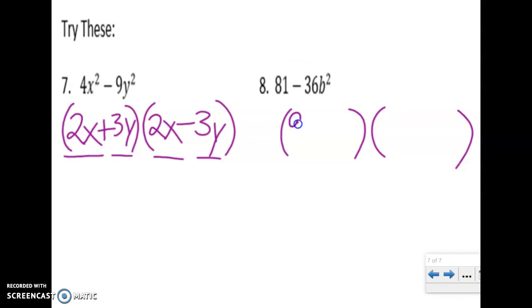81 would be, well, let's go 9 times 9, right? And don't divide these by 2. Just keep trying to multiply a number by the same number, and when you get to 81, that's when you know you've reached the right answer.